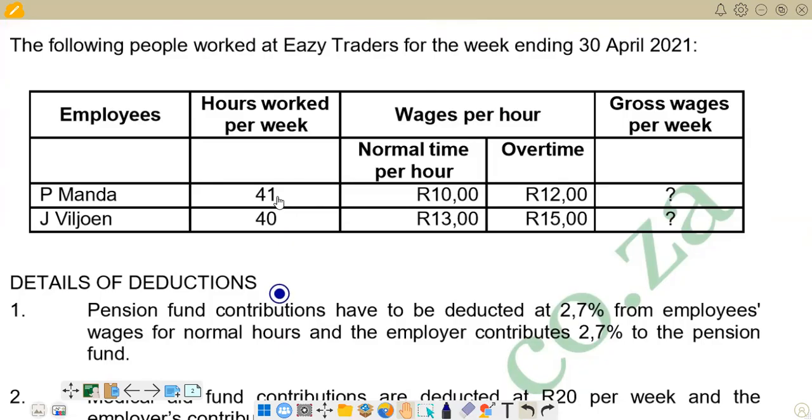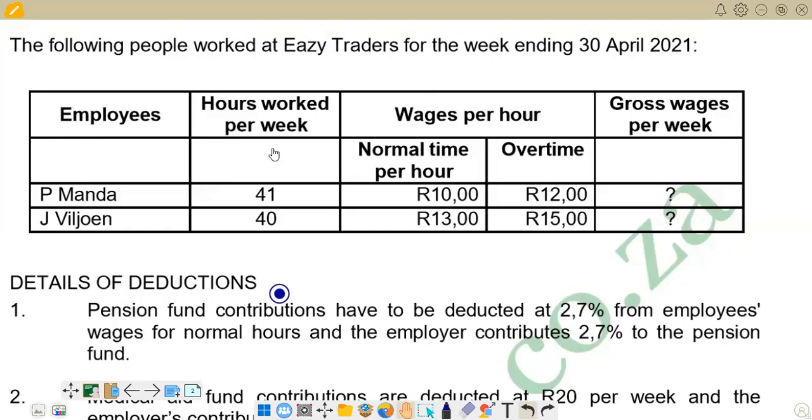We are going to multiply the hours worked per week times the normal rate to get the normal amount. For the overtime, we are not told whether this is the hourly rate or the total amount of overtime for these employees for the week. So we are just going to take this amount as the total amount of overtime for that week. For P Manda, we have 12 rand as the total amount of overtime, and then 15 rand for J V Joyn. So that's what we are going to have there.